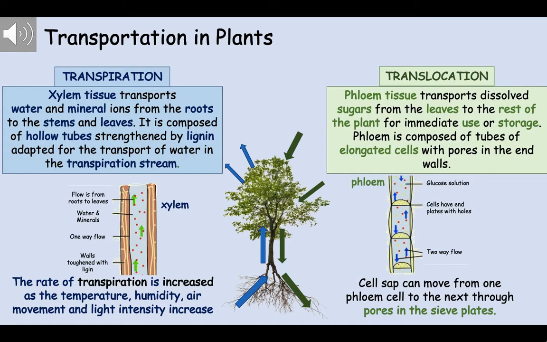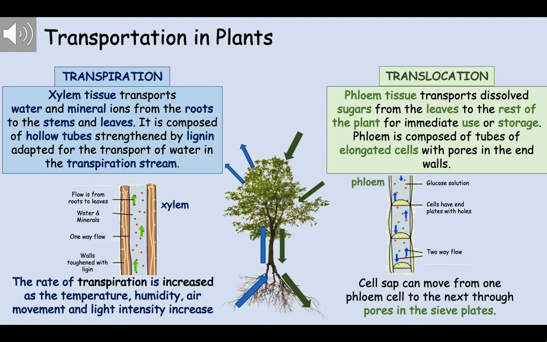Here we have a sort of summarization slide of what we've spoken about so far in terms of the xylem and phloem tissue, and it's introducing two key words which we're going to go into a bit more detail over the next couple of slides. So if we think about the xylem tissue, we now know that the xylem tissue transports water and mineral ions. We know that it goes one way from the roots through the stems to the leaves.